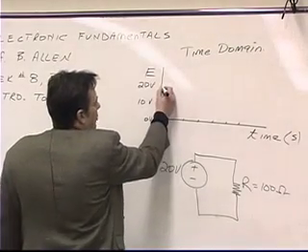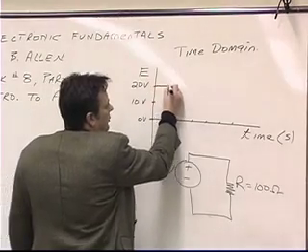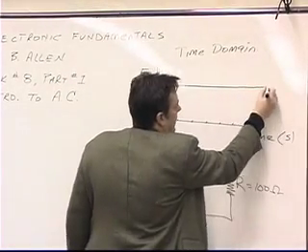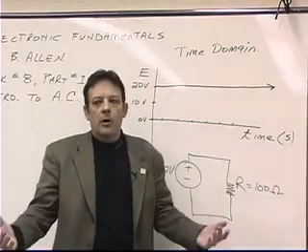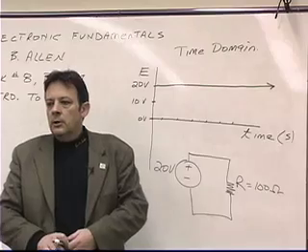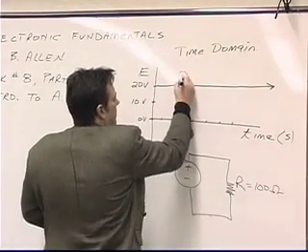And it would start where? Right here at 20 volts. And it would just go as straight as I can draw the line out to infinity, assuming that we left the thing on forever. So this represents a DC system.